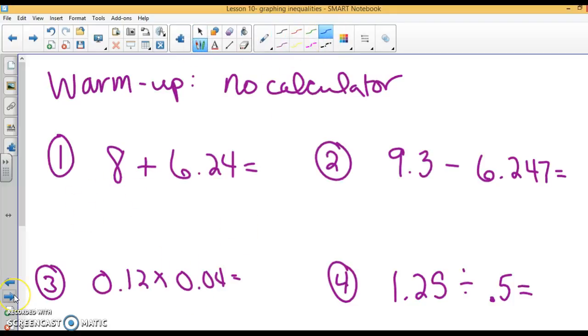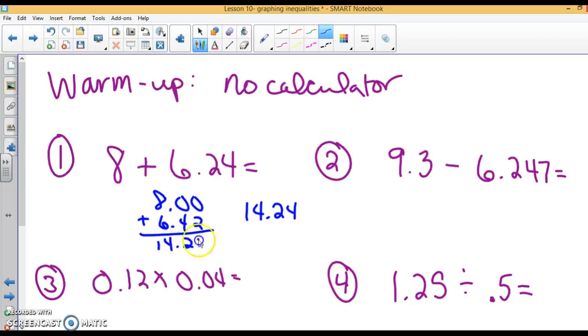All right, when you are adding decimals or subtracting decimals, you need to line the decimal point up. It's probably a mental math problem. Think of this as $8 plus $6.24 is $14.24. But if you do not know how to do that mentally, you need to write 8 as 8.00 because that's where the decimal point is. Line up the decimal point. Bring it straight down into your answer. Oh, that's a 2-4. I wrote it wrong, sorry.